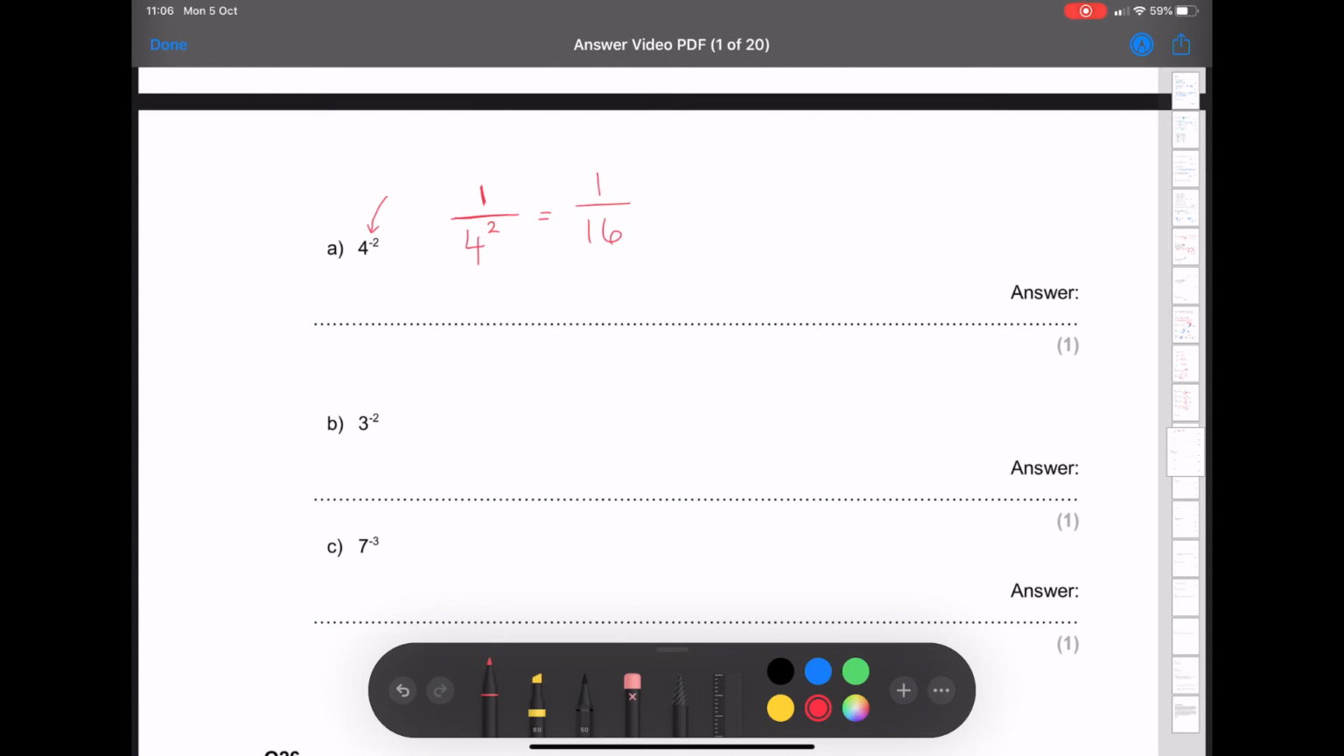So this one, again, you've got a minus, so it'll be 1 over, and then we've got 3 squared. So 3 squared is 9, 3 times 3 is 9. So your answer would be 1/9.